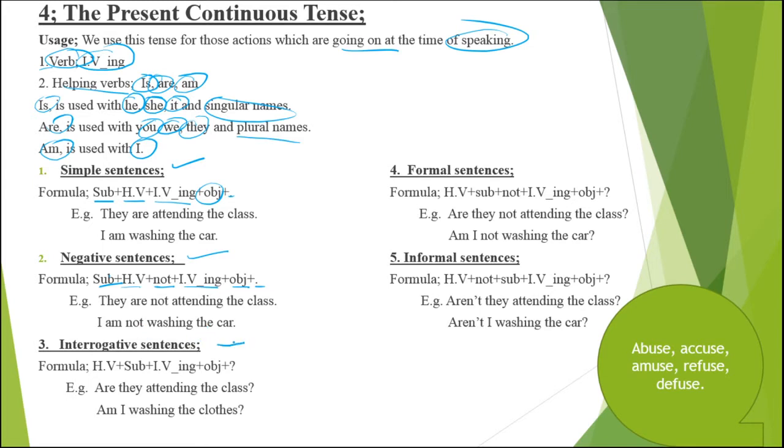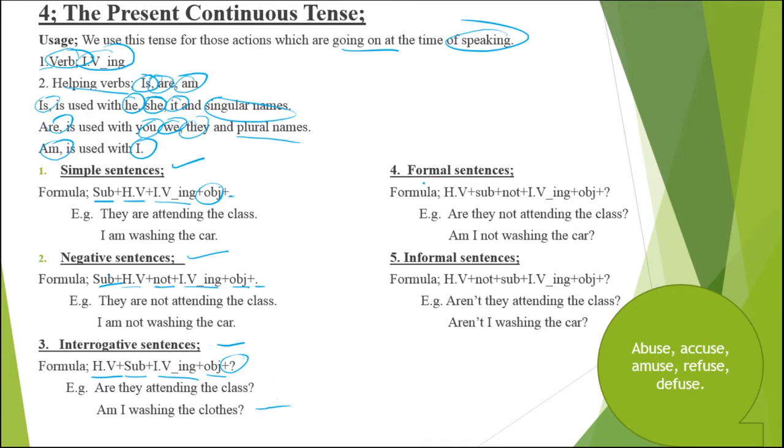Interrogative sentences, the third one, those sentences in which we ask questions or put queries. Formula for them: helping verb plus subject plus first form with ing, object, and at the end you will be putting question mark. Are they attending the class? Am I washing the clothes?